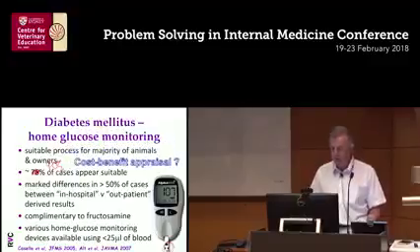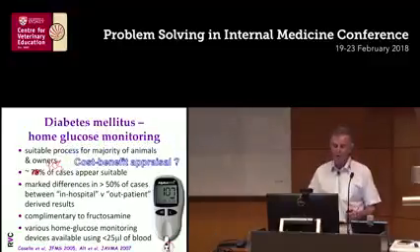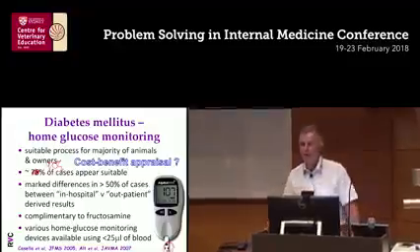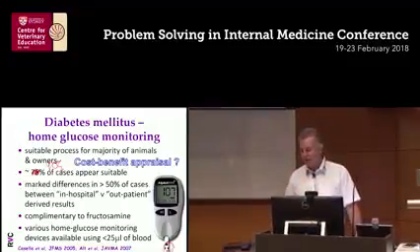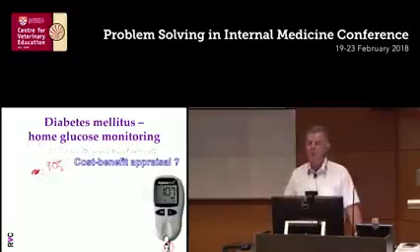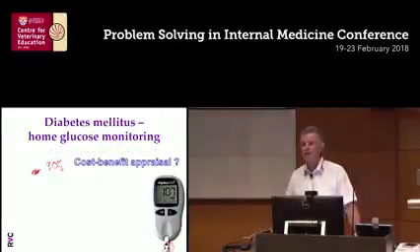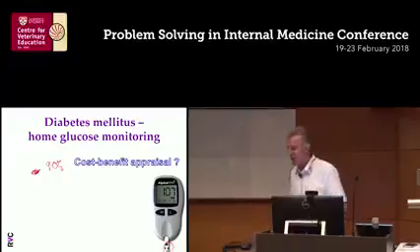People sometimes talk about the cost-benefit appraisal. If they're doing home glucose curves, then they're not bringing their animal in to be checked, and therefore I don't make as much money out of them. I think you can get around that to some extent by making sure that they bring their diaries in, without necessarily their animal, so that they can be compared.